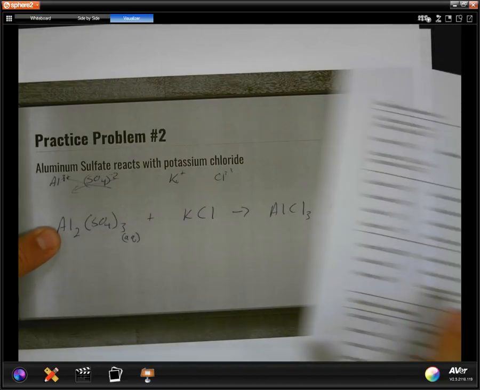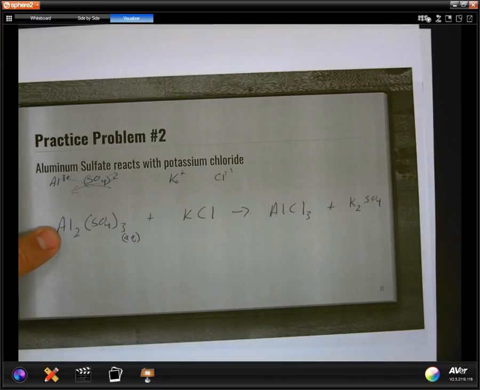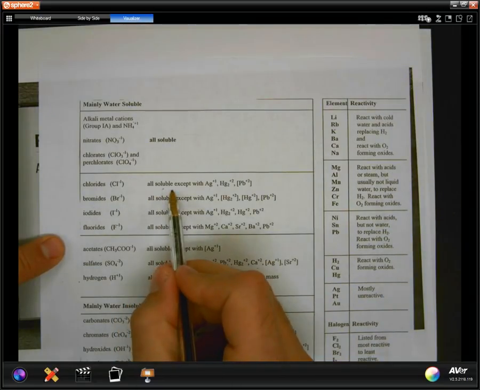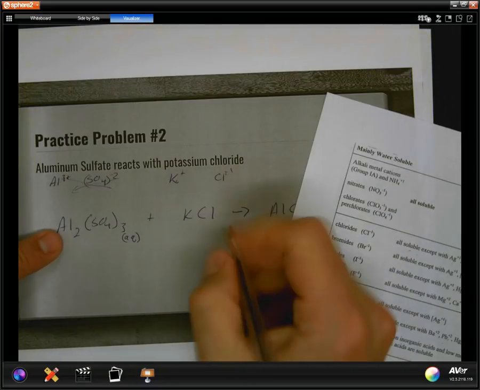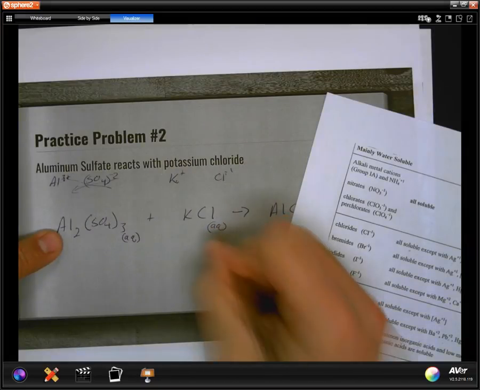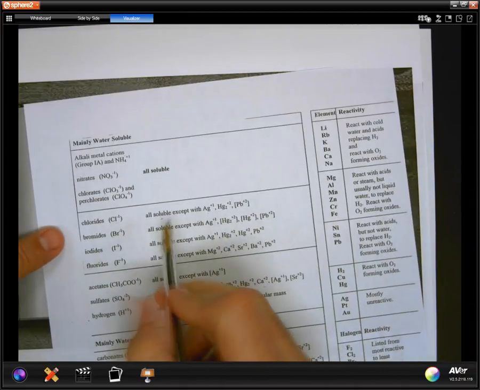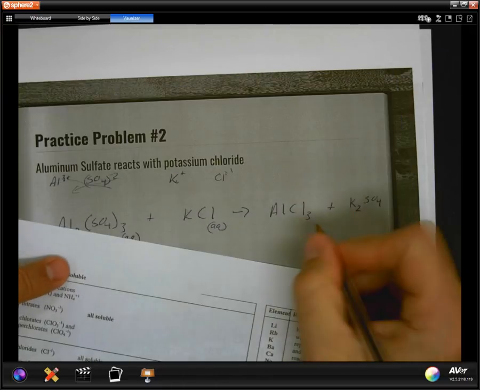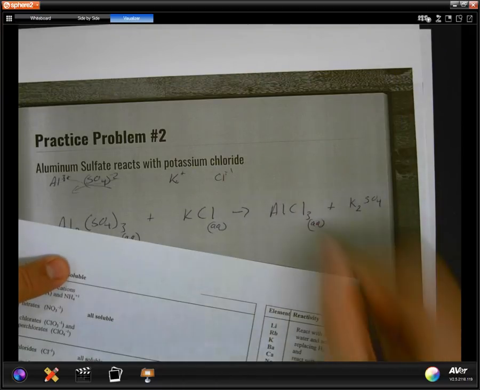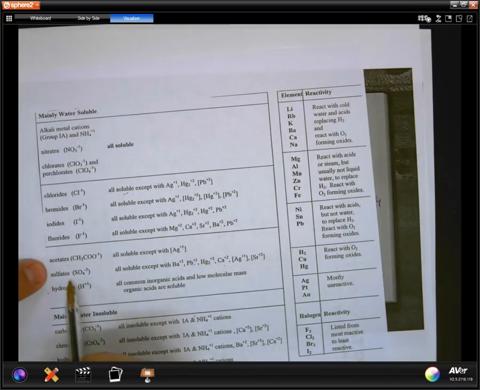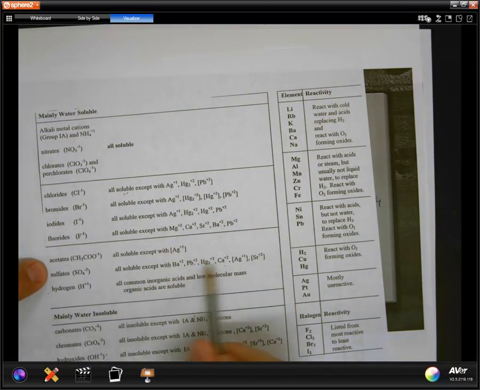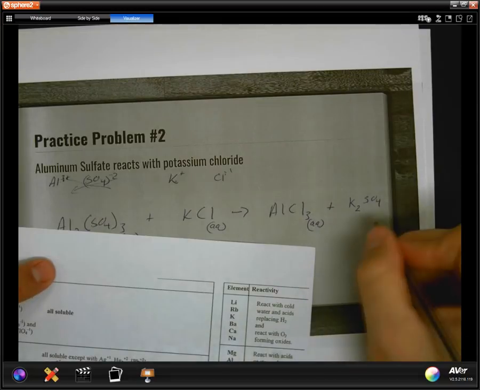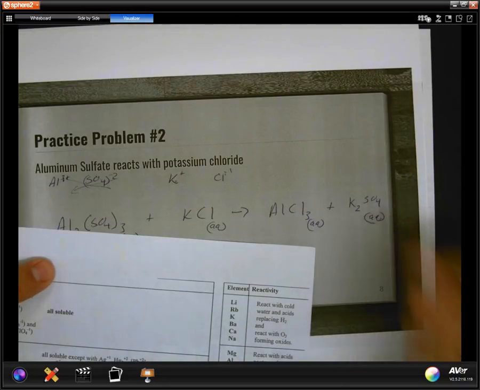Go ahead and pause the video and try the last 3 by yourself. All right, welcome back. Potassium chloride, all are soluble. Potassium is not listed here, so therefore it would be aqueous. Aluminum chloride, all are aqueous, all are soluble, unless you see Al here, which we do not. And then finally, potassium sulfate, sulfates, all are soluble. I don't see potassium listed here, so all soluble means all would be aqueous.